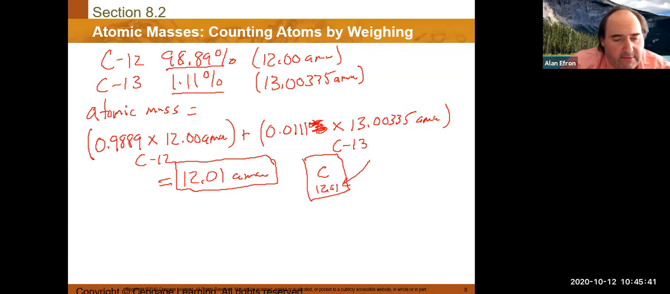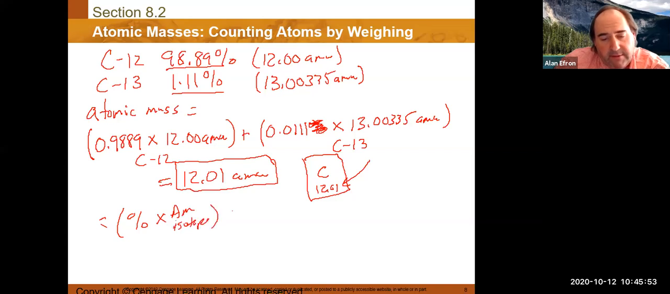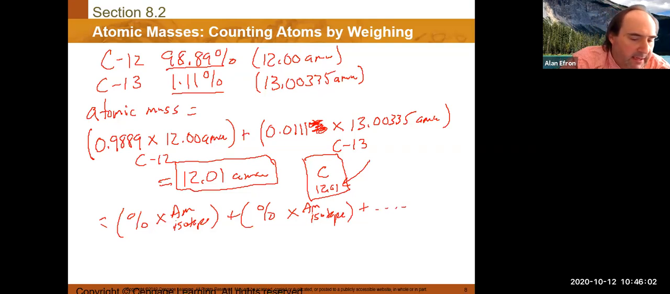So if you had to calculate the atomic mass, again, that's the formula. We take the percent times the atomic mass of the isotope, plus the percent times the atomic mass of the next isotope. And again, you just continue that pattern depending on how many naturally occurring isotopes you have. Any questions on that calculation there?